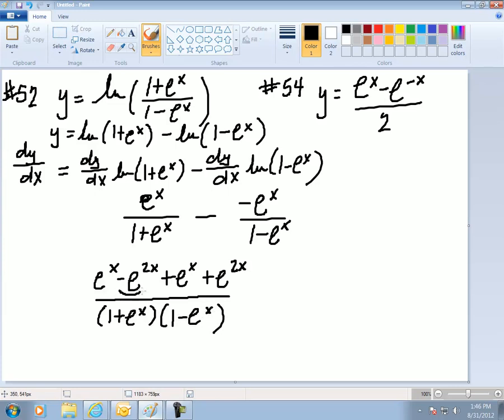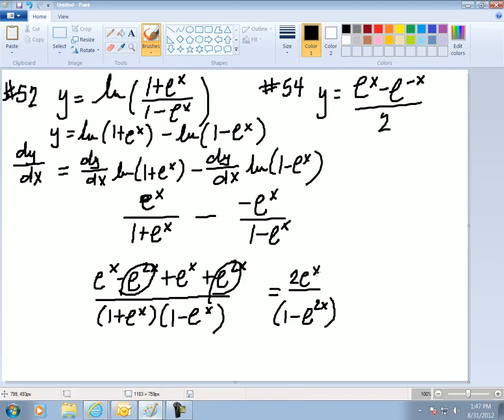Looking at my numerator, I see that this term and this term cancel out, but I can combine these. They're both e to the x's. So we end up with 2 e to the x all over 1 plus e. Oh, I'm sorry. It's minus, because you can actually FOIL out that denominator, right? And notice that you would end up with 1 minus e to the 2x.